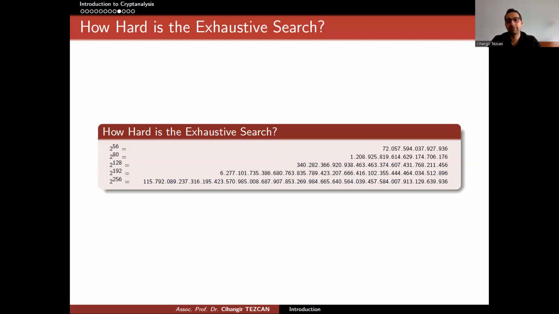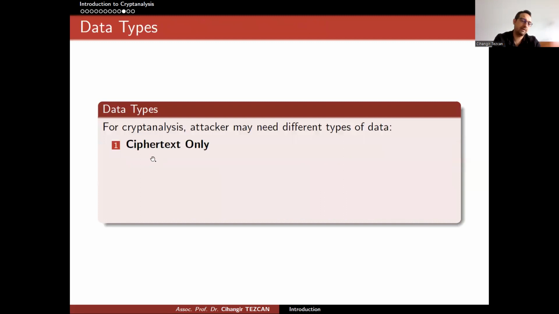So this is why you need non-generic attacks. You need to find a weakness in the cipher, and most of the time we are trying to find a statistical weakness so that we can exploit it and break the system. In order to break a crypto system, a cryptanalyst may need different types of data. If you only collect ciphertext, and we always assume that the attacker listens to the communication channel, so they always have every ciphertext available, and with only the ciphertext you can break the crypto system, we call it a ciphertext only attack.